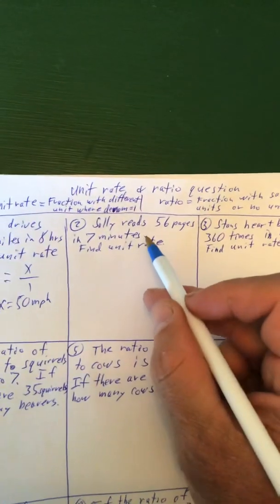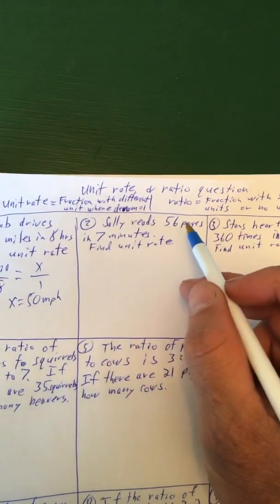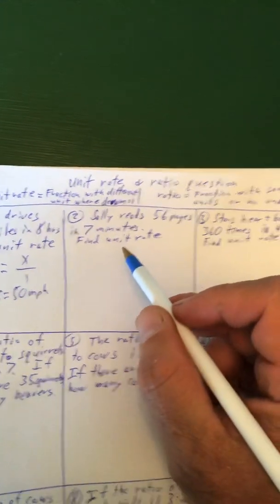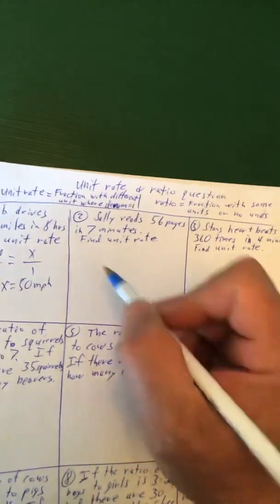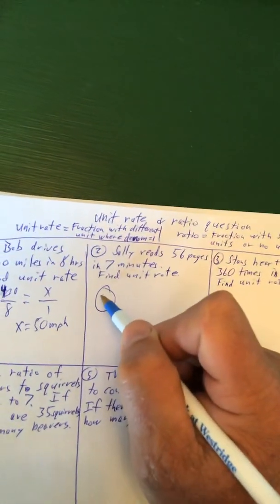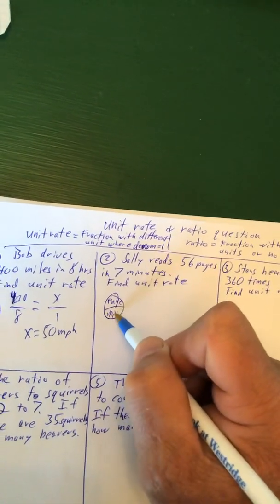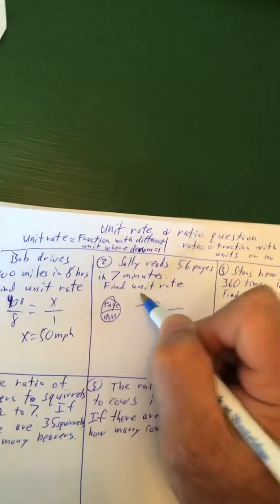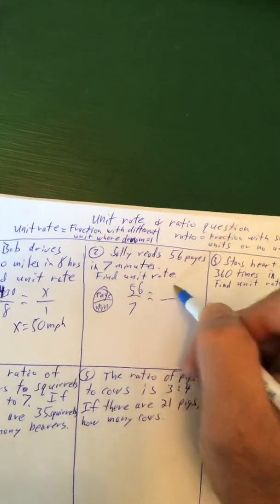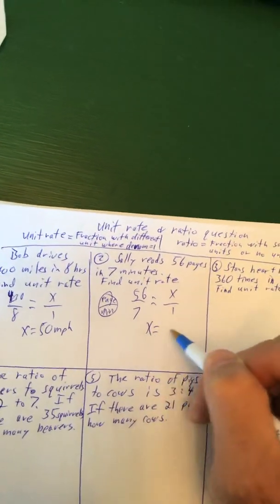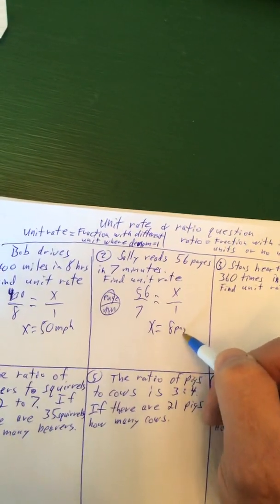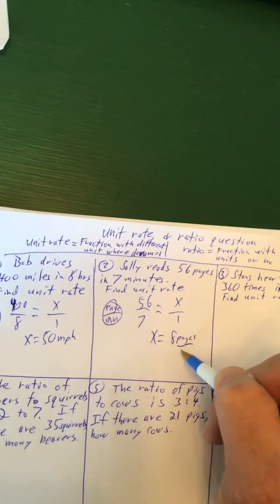And then Sally reads 56 pages in 7 minutes. Find the unit rate. So again, hit pause. Pages per minute. 56 pages in 7 minutes, how much for 1? And x equals 8 pages per minute.